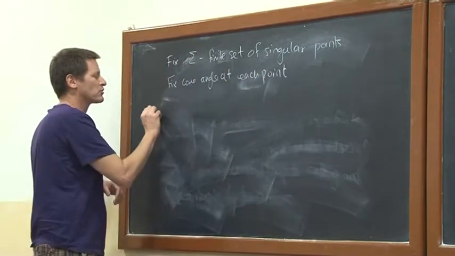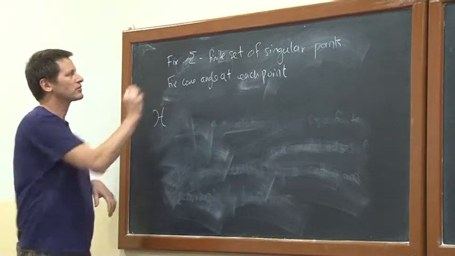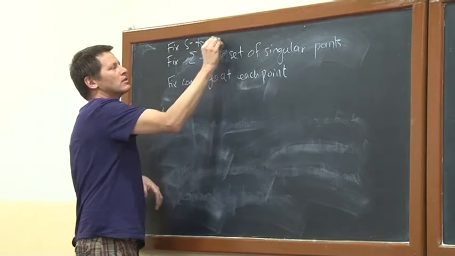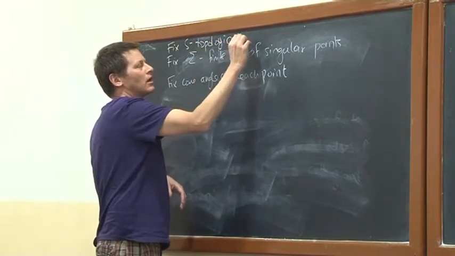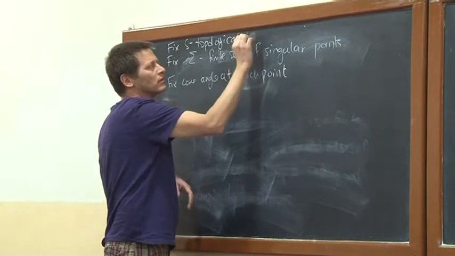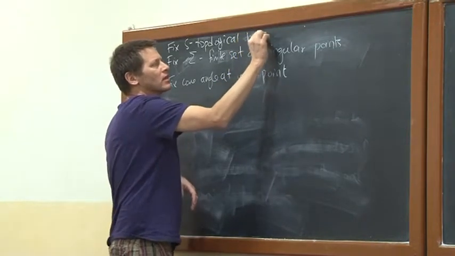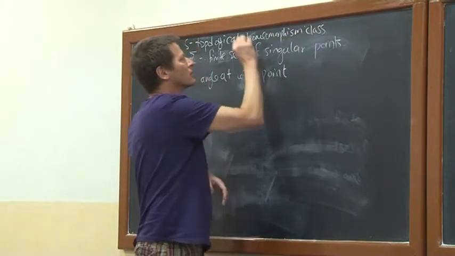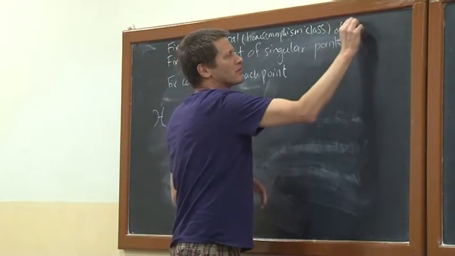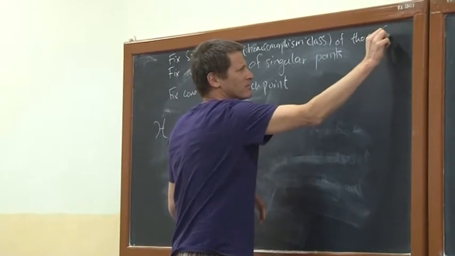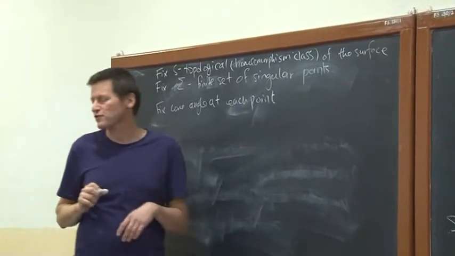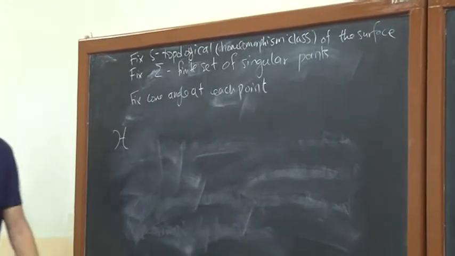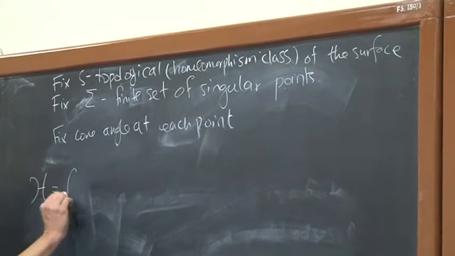And this gives rise to a space which we denote by H, and let's just fix S to be the topological homeomorphism class of the surface. That's just a fancy way of saying that we fix the genus of the surface. And then we get a stratum, which I denote by this letter script H, where all the cone angles are part of the data.